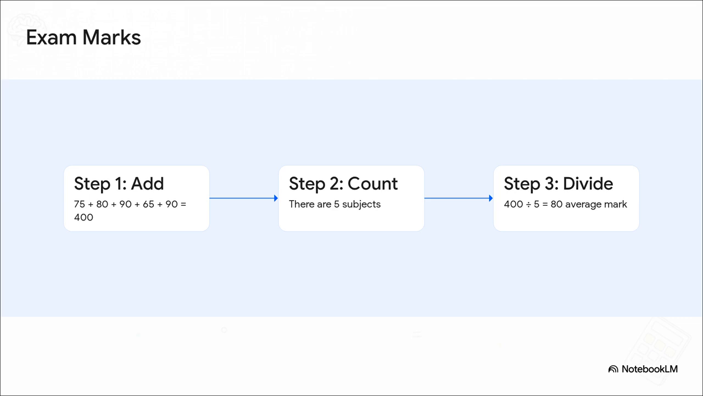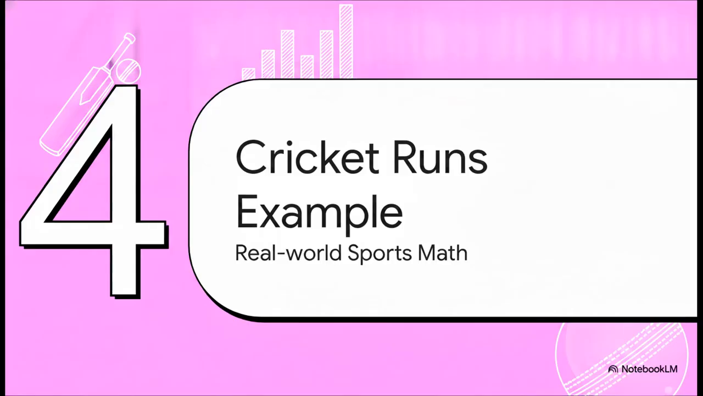That means the student's average mark is 80. And hey, quick sanity check. 80 sits perfectly between their lowest score of 65 and their highest of 90. Next up, section 4, the cricket runs example.